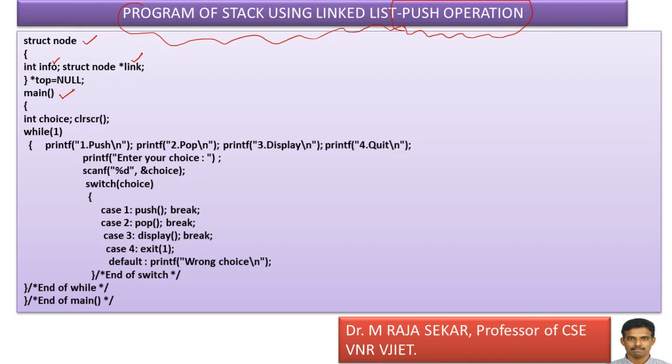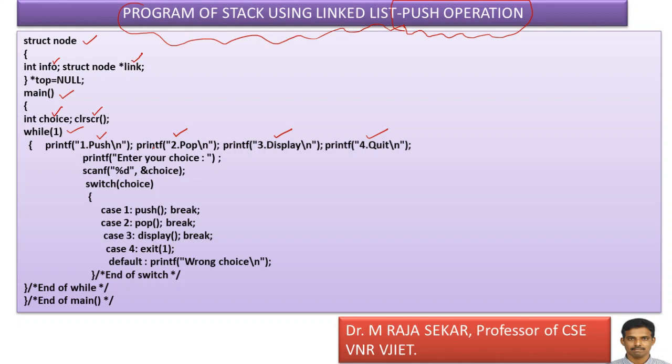main indicates the beginning of your C program. int choice means choice is an integer type variable. clrscr, clear screen, will clear the output screen. while(1) means it is an infinite while loop. This is a menu driven program: 1. push, 2. pop, 3. display, 4. quit, enter your choice.